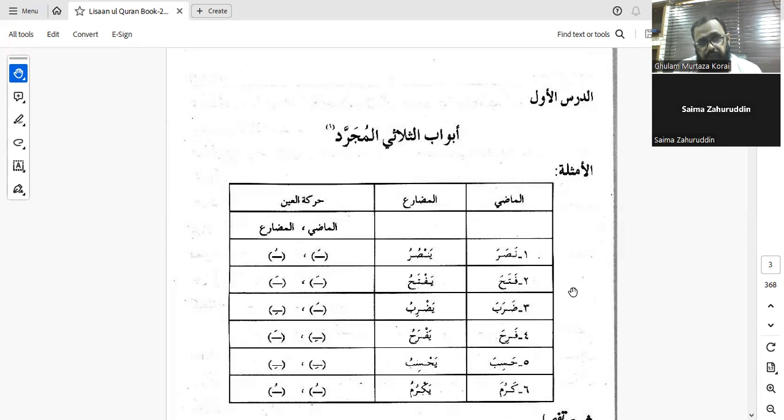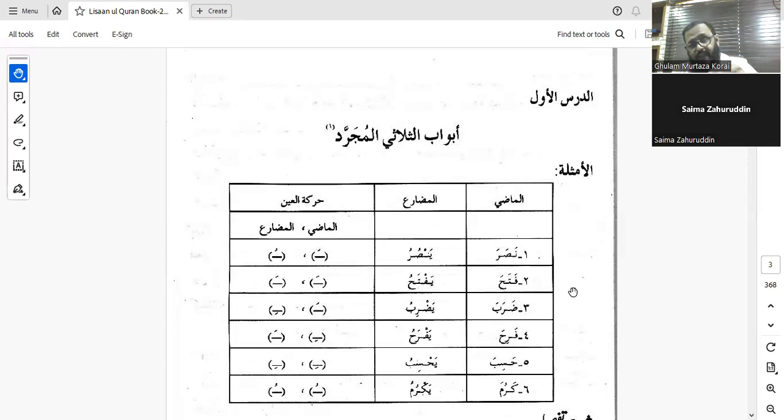And in chapter number 6, Kalimatul Ain in Failul Mazi and Kalimatul Ain in Fail Muzare both take Damma. So it becomes Karuma Yakurumu. Abwab Thulathi Mujarrad: Abwab means chapters, Thulathi means all those verbs only have three huruf asli, that is Fa, Ain, Lam, and there's no huruf zaida used in that. That is mujarrad. Mujarrad means there's no huruf zaida. Only three huruf asli become part of all these chapters.